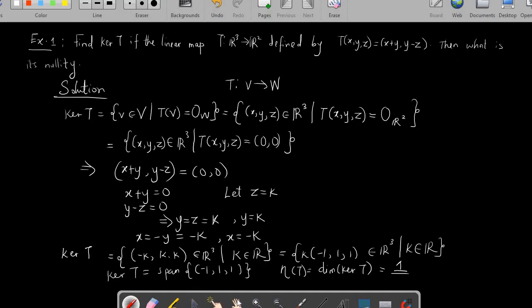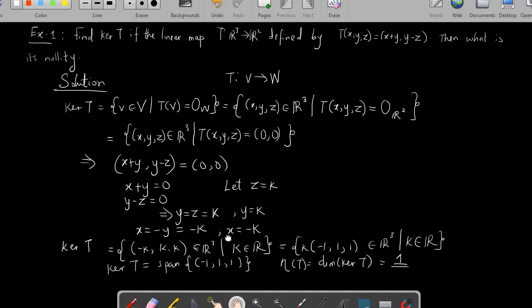Let's pick another example. Let's see another example.